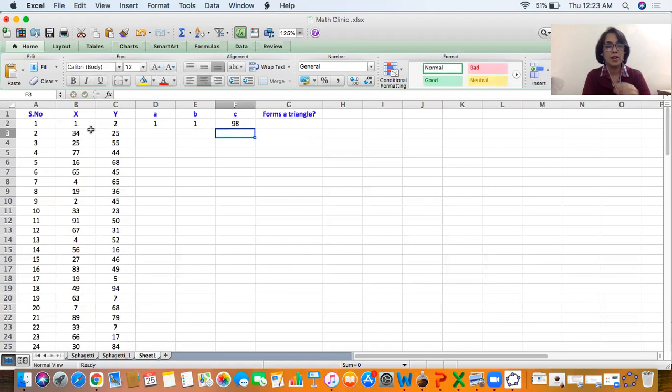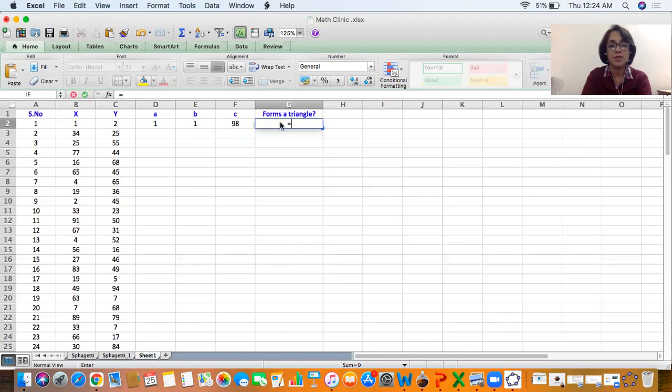Once again, let us check. Let's look at this interesting case where X is 1 and Y is 2. So the smaller value, A, gets the smaller of the two values, B gets the difference of these two values, and C gets the balance from 100. Now, how do we check whether it actually forms a triangle?